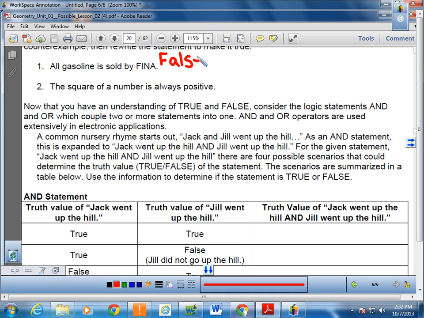And because it's false, I need to give a counterexample. My counterexample is that Texaco sells gasoline. So I will write my statement. And the rest of the directions told me to rewrite the statement to make it true. So I need to rewrite all gasoline is sold by FINA. What I need to do is take out the word all and change it to some.